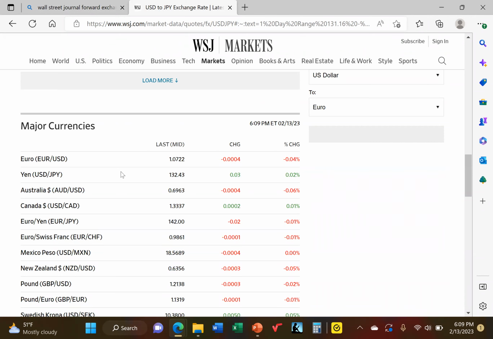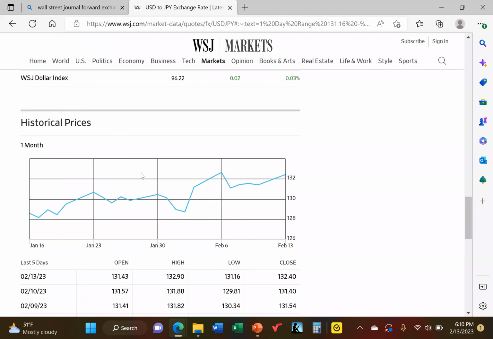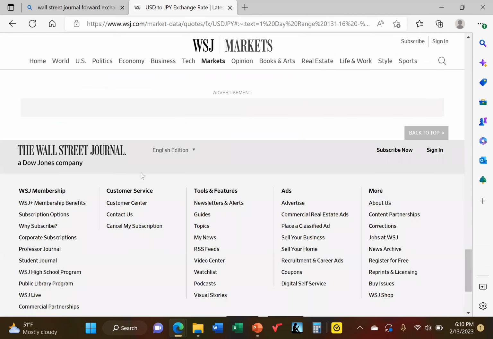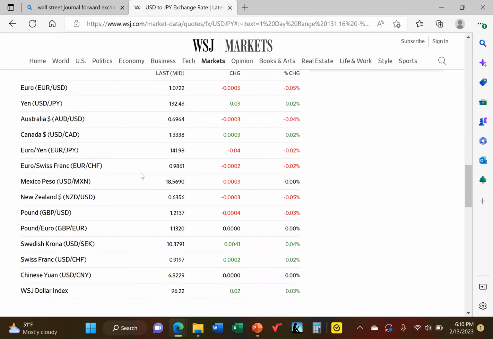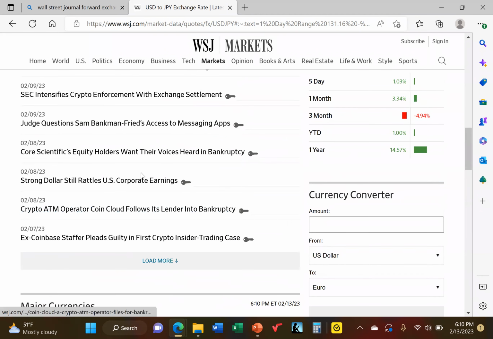These are the spot exchange rates. For example, you can see that as of today, each euro costs $1.0722. These are all spot exchange rates. These are for people who want to buy for immediate delivery. So if I want to buy, for example, it'll take 132.43 yen to buy a single US dollar. I'm not seeing any forward exchange rates. They used to list them here. I don't know what's going on here.